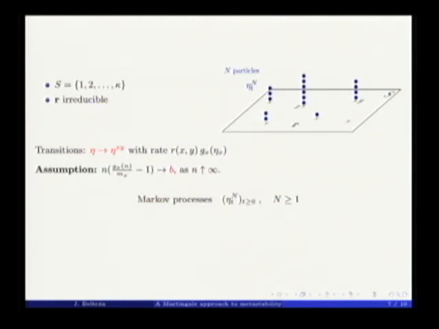I don't know exactly what happens when GX is converging to something bigger than MX. I don't know what exactly happens. I don't know either what happens if, for example, this B is equal to 1, or if this B is smaller than 1. I don't know.